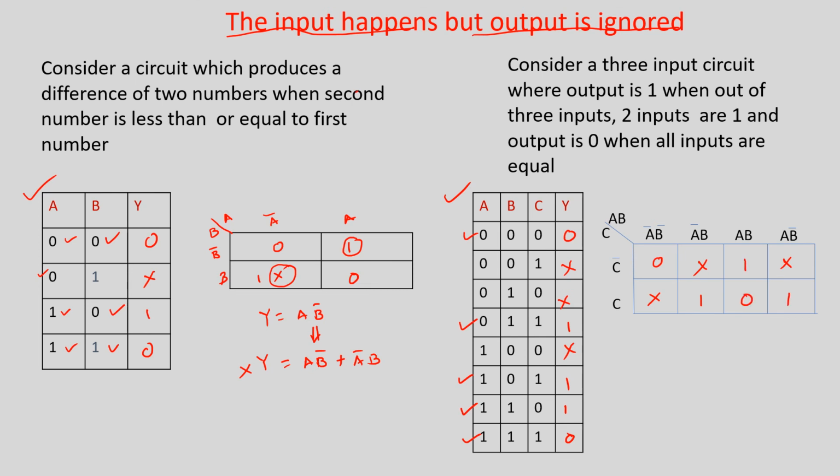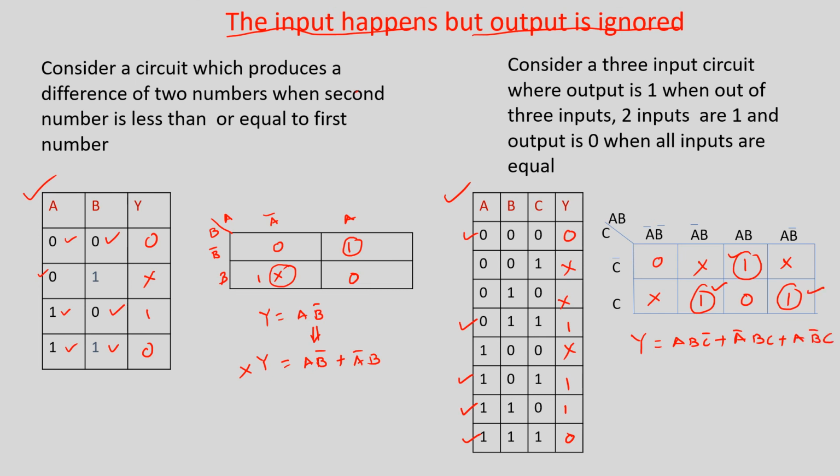Now without don't care, my answer would be 3 single ones, so we cannot form a pair or quad. So the answer for this one is A B C bar, for this one is A bar B C, and for this one is A B bar C.